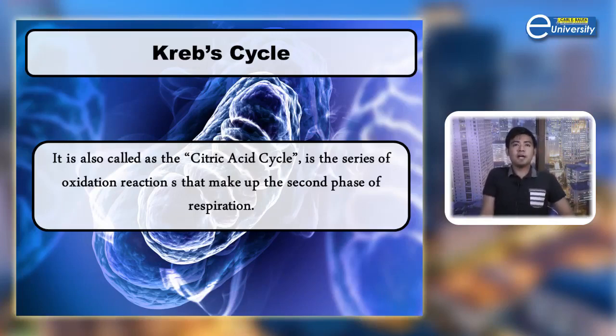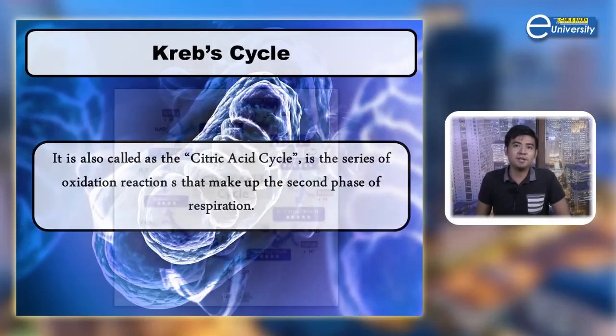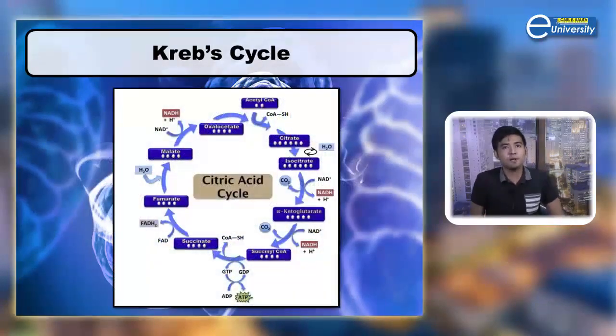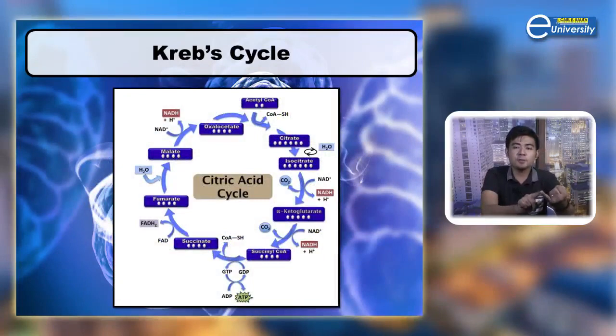To summarize the process of the Krebs cycle, I have here the diagram of the Krebs cycle. Again, in glycolysis, we already produced the pyruvate. This pyruvate was converted into acetyl coenzyme A as it combined with coenzyme A in the transition stage. So now we have the acetyl coenzyme A. It will now enter the process of the Krebs cycle.